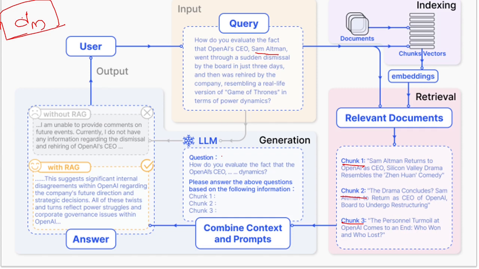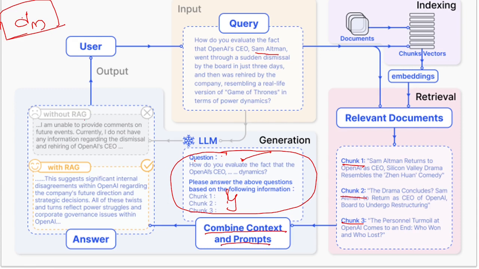Now, the augmentation, the new system prompt, is going to look something like this, which is finally going to be fed into the LLM. This one is the new prompt. As you can see in the new prompt, this is the user query and these are the chunks of documents. The user query is, how do you evaluate the fact that the OpenAI CEO and so on, up till dynamics. The second part of the system prompt is, please answer the above question based on the following information, and I pass in the chunks of the content of the documents, chunk 1, chunk 2, and chunk 3. So in this part, I'm combining the context, the chunks, and the user prompt.